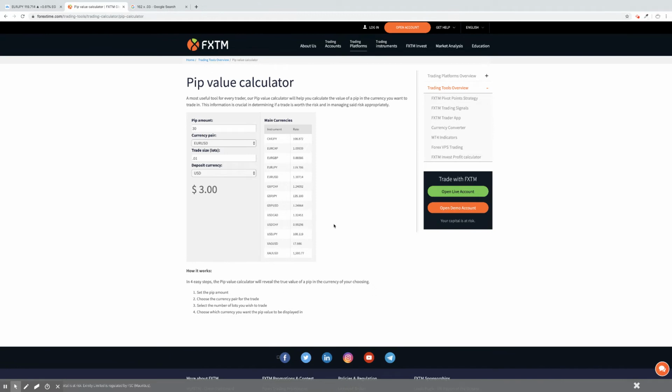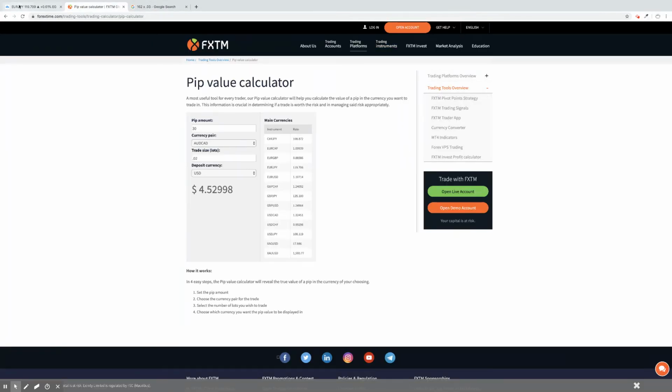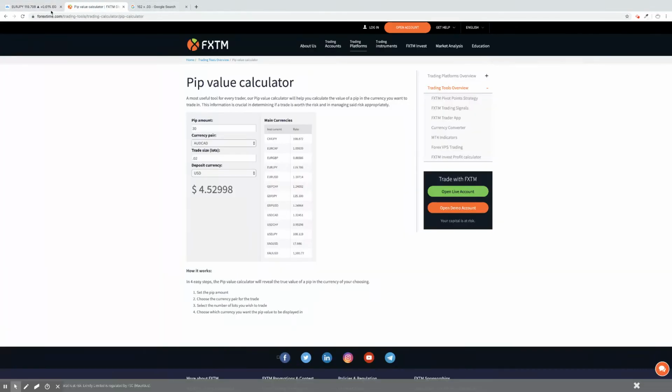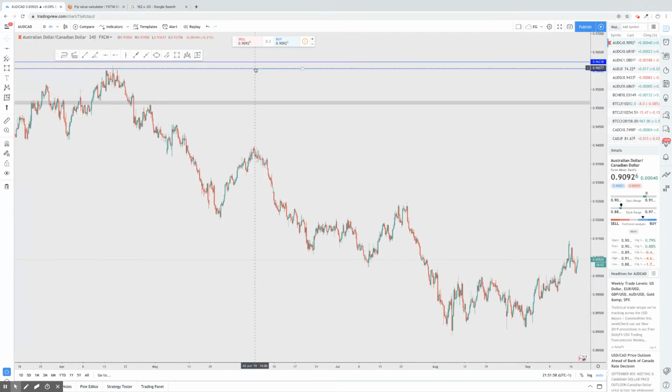Now look at this. If we wanted to enter another trade, not on this pair, let's go to this pair actually. So we have 162, what did I pick? Okay, Aussie. We have $162 balance now from entering a couple sniper trades, right?